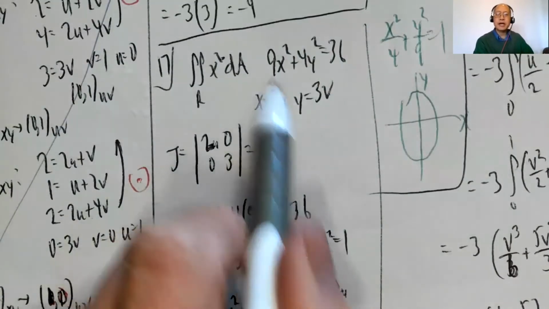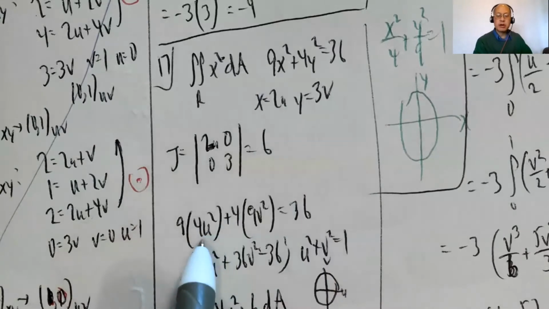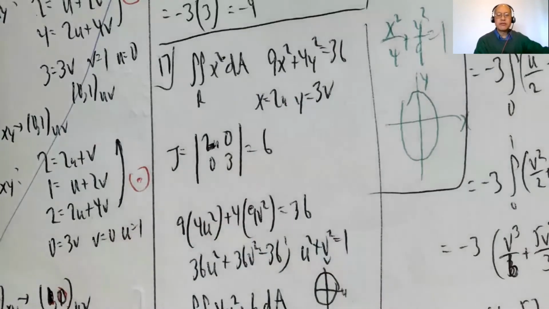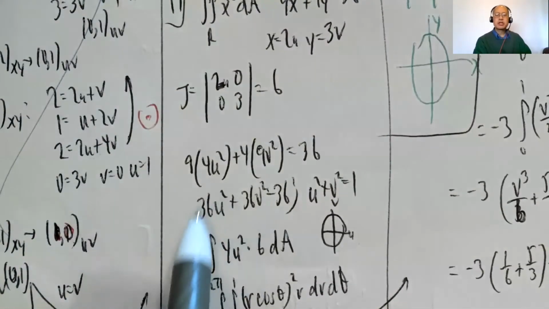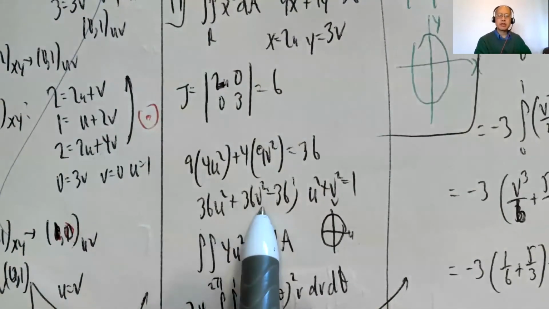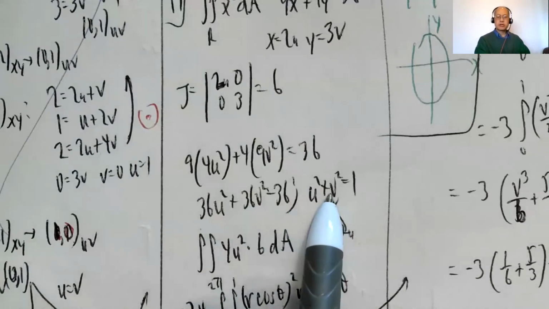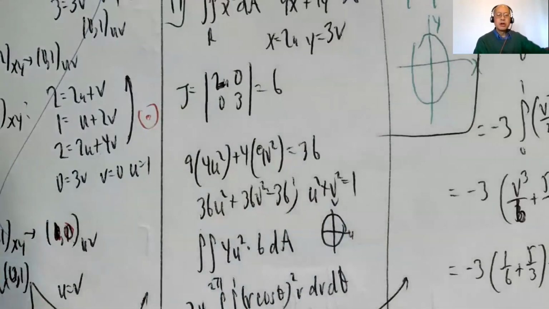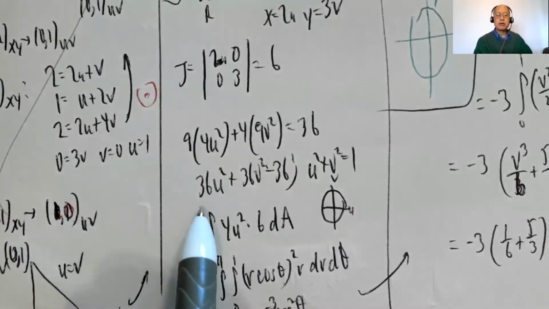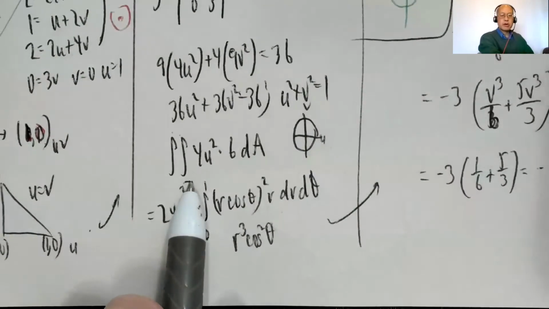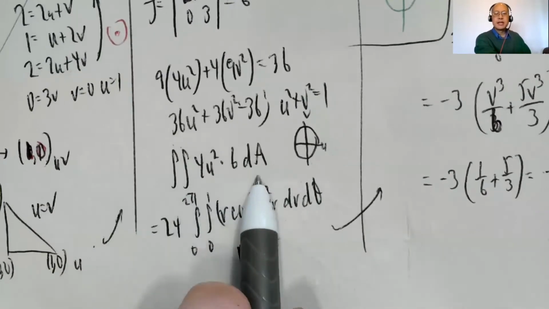Now notice if I plug in, 9 times 2u squared is 4u squared, plus 4 times 3v squared is 9v squared, gives me 36u squared plus 36v squared equals 36. Divide by 36: u squared plus v squared equals 1, unit circle. So the integral becomes the double integral of 4u squared, that's x squared, since x is 2u, so 4u squared times the Jacobian 6 dA.